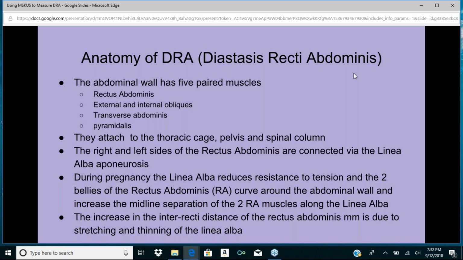And the right and left sides of the rectus abdominis are connected via the linea alba aponeurosis. So basically what happens is that during pregnancy, that linea alba reduces resistance to tension, and the 2 bellies of the rectus abdominis, so we're going to call it RA, curve around the abdominal wall and increase that midline separation of the 2 rectus abdominis muscles along that linea alba. So that increase, we call it the interrecti distance of that rectus abdominis muscle, is due to a stretching of the linea alba and a thinning of that linea alba.